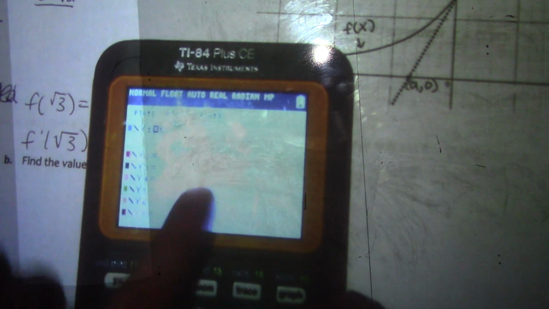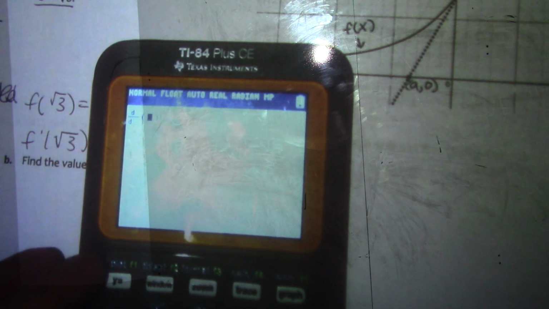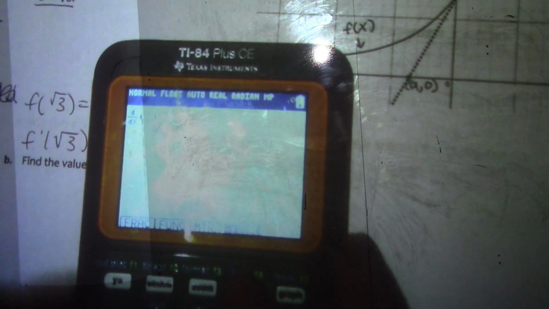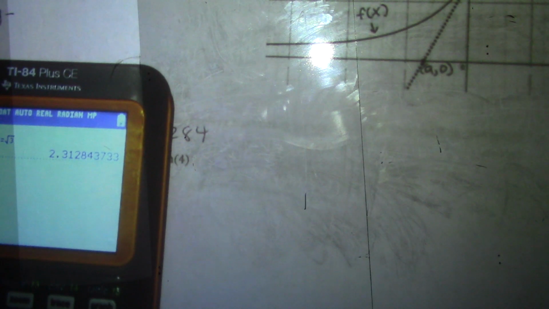So we're going to go to our calculator. 6e to the x over 4 plus 1. Now I'm going to take the derivative, math 8, x, y1, calculating the derivative at root 3. So the derivative is 2.31284. And then I need the y value, so that's just y1 of root 3. And that is 10.251.